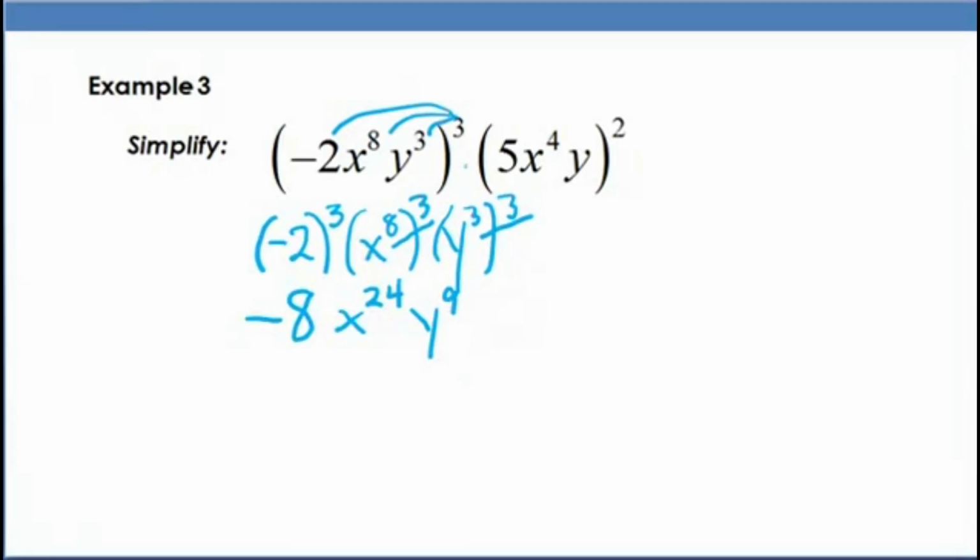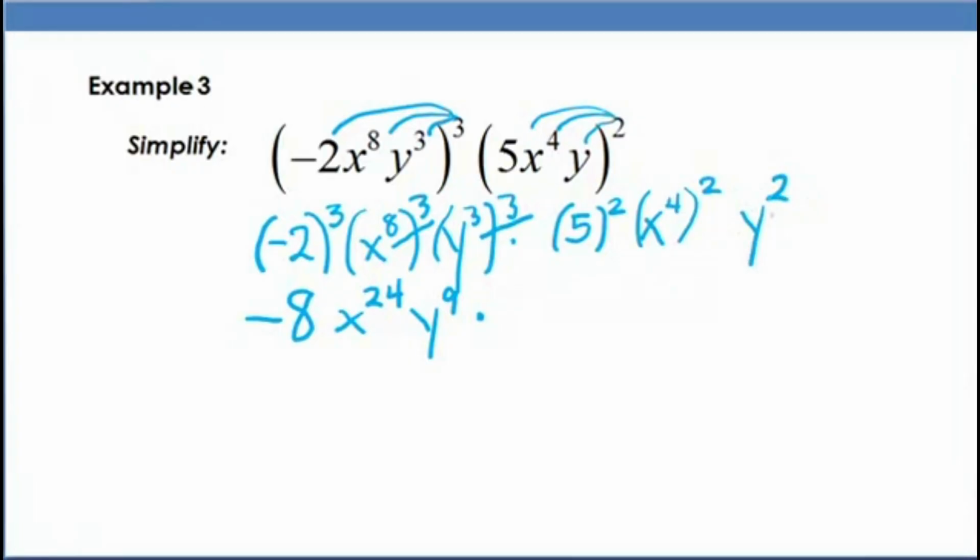Notice your parentheses are side by side. Remember, that means multiplication. So we're going to have a multiplication in here, and we also had it here. Then we'll go to the second set of parentheses. That is a product to a power. So we're going to take the power down to each piece. So apply the 2. So we will have 5 to the second power, x to the fourth to the second power, and y to the second power.